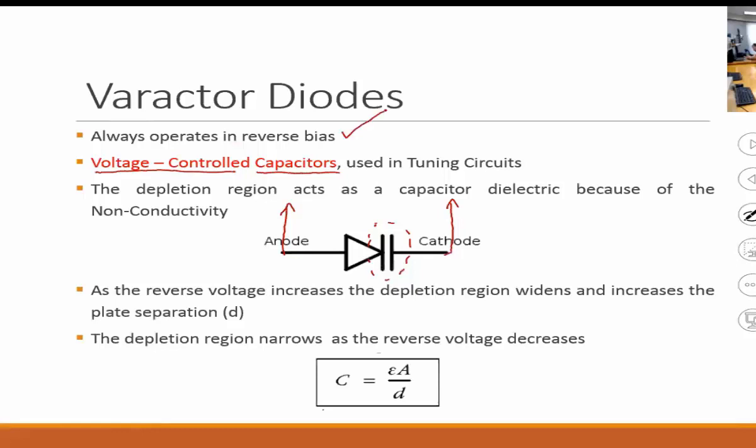Its intended region of operation is always in reverse bias. The only purpose of a Varactor diode is to control the capacitance by changing the voltage, but its operating bias method is always reverse bias. This is the symbol for it: you draw the triangle like you draw for a diode, and just put a capacitor. Instead of one line, you put another line that indicates that's the capacitor. So that's the indication that it's a Varactor diode.